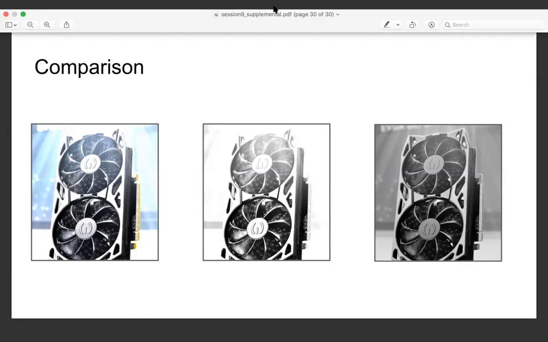So yeah, I'll stop sharing this. Any questions about this particular example? Okay, then I'll go back to the slides.